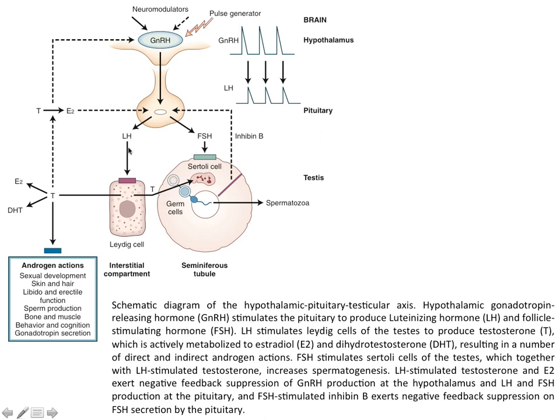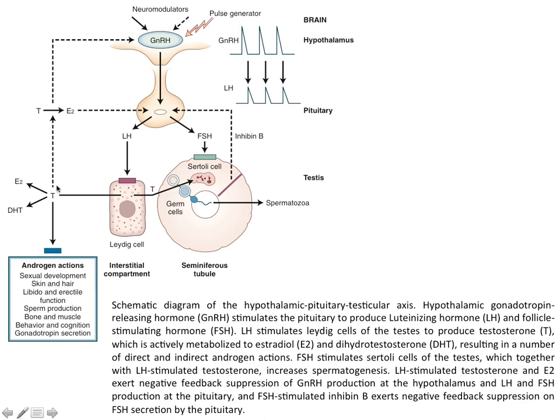So as I already described, the Leydig cell can produce testosterone in the testes, and this testosterone can go to the Sertoli cell to induce the production of sperm. On the other hand, this testosterone can induce the various androgenic actions in male. So it can induce the sexual development and strengthening of bone and muscle in male.